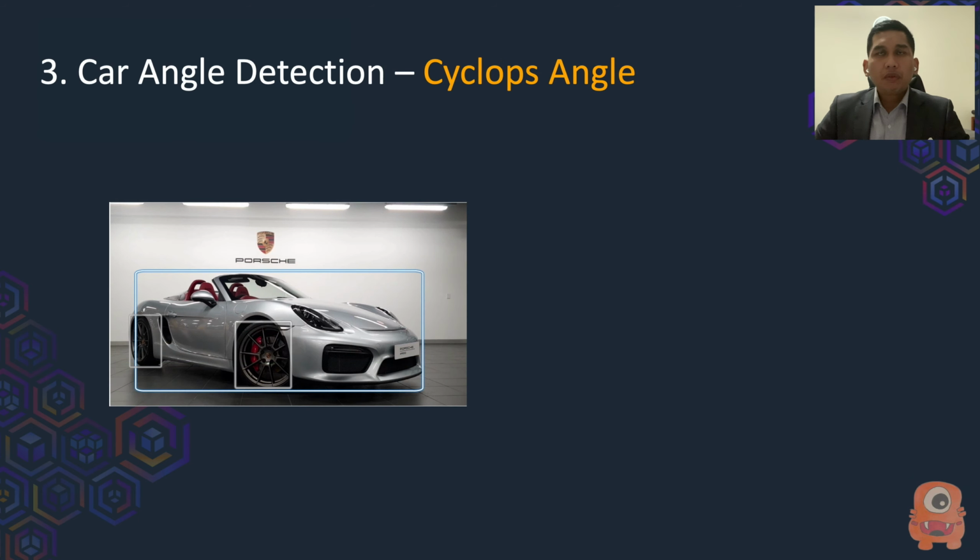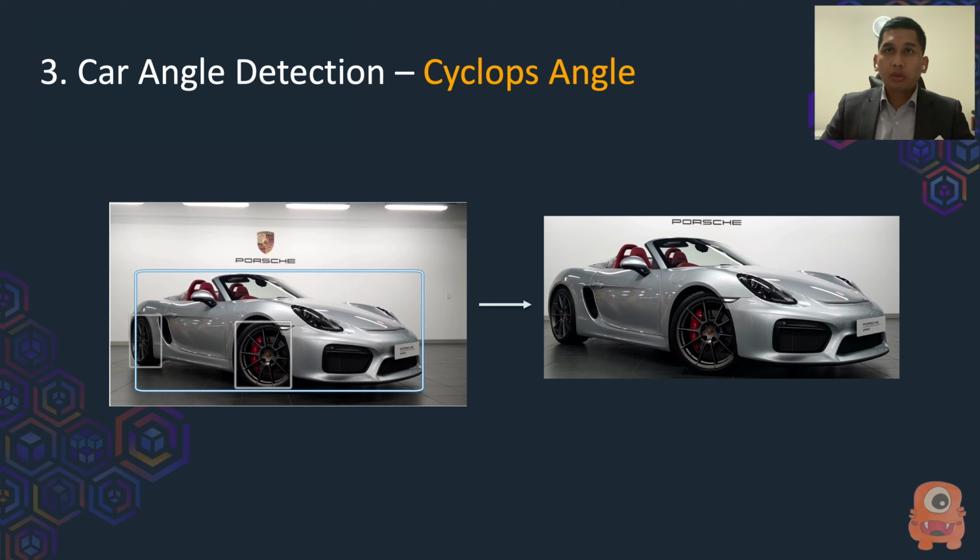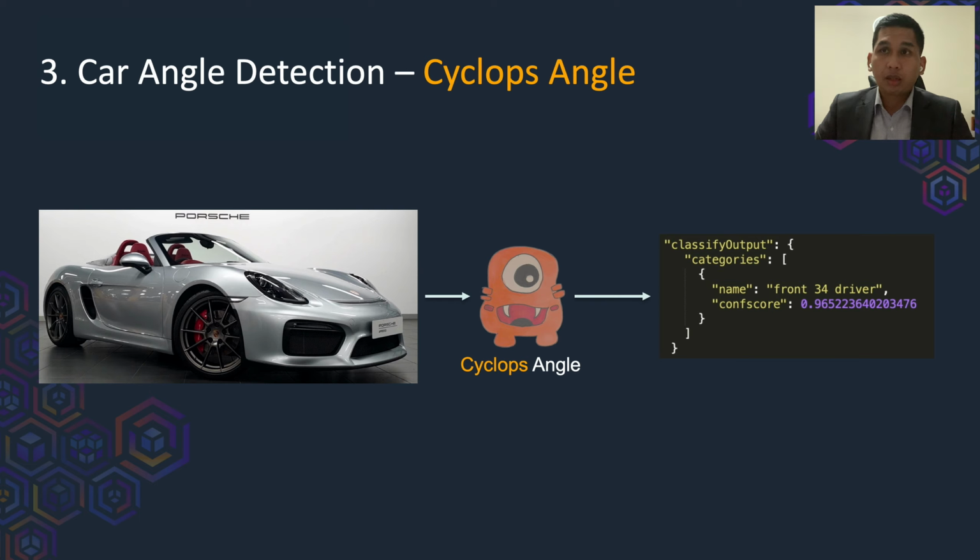Now, let's move into the next assessment. Now, as we already know where the object bounding box is, we can assess the video frames further. And the next step is to figure out what the angle of the car is. Is it the front 3/4, is it the back of the car or is it the interior, for example? Therefore, in this assessment, we can start cropping the image into just the bounding box size, and we're going to send them to Cyclops Angle. What is Cyclops Angle?